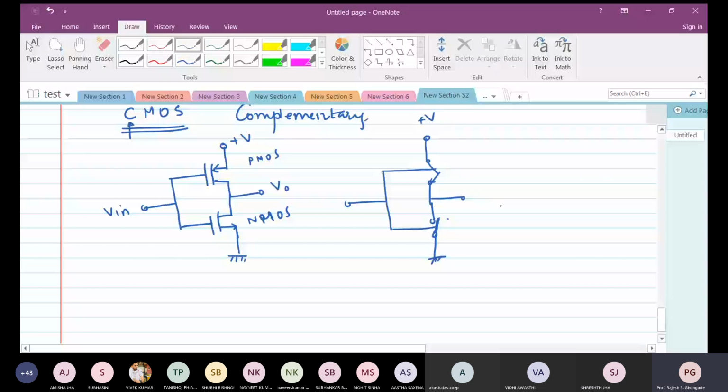Sir, there will be a short circuit. Yes, a direct connection from V to ground. There will be a short circuit. So we have to make sure that they operate in a complementary fashion. So at any given time, one of the devices is on, the other is off. Got it? Yes, sir.